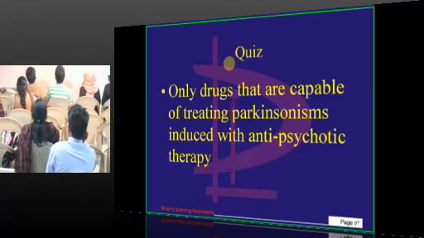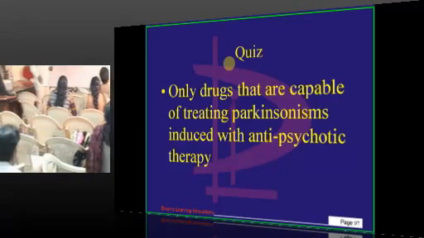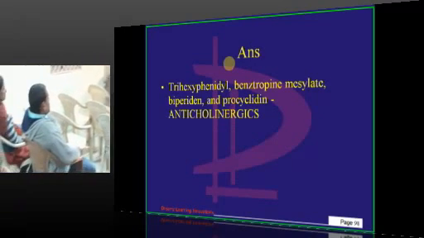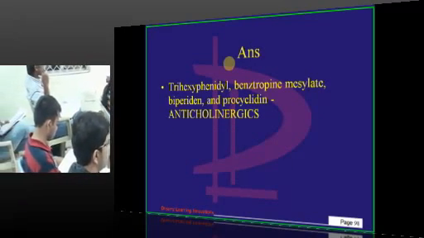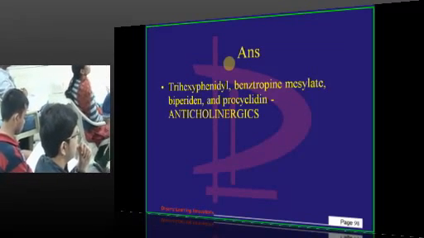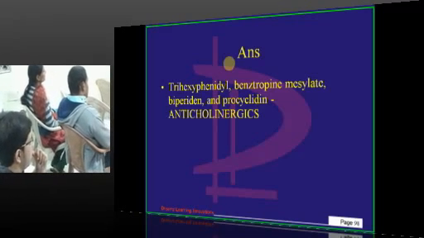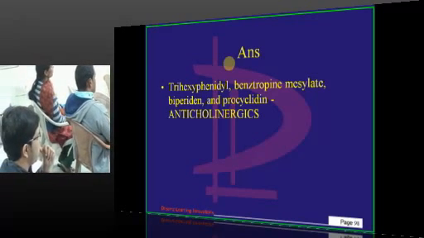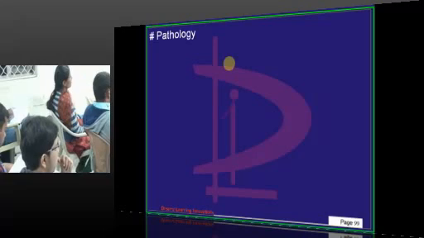What is your answer? Anticholinergic group of drugs for Parkinson's. I think now you are all answering like a sword's edge. That should be the spirit. Trihexyphenidyl, benztropine, etc.